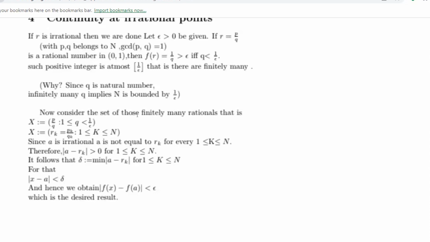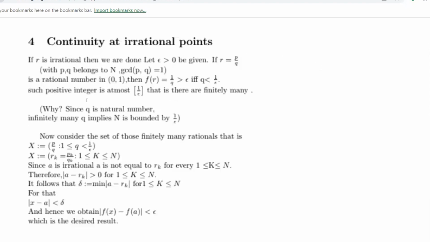For that, let us consider the set of those finitely many rationals. Since they are finitely many, they must be r1, r2, r3 up to rk, where k runs from 1 to n. And since we have to check continuity at irrational points, a is irrational, so a is not equal to any of these rk. Then mod of a minus rk will be greater than 0 since they are not equal. And this gives us a hint to choose our delta in such a way that we can avoid all these rationals.